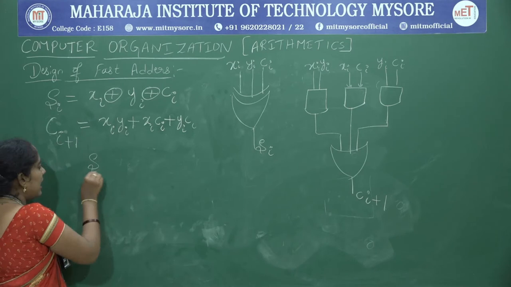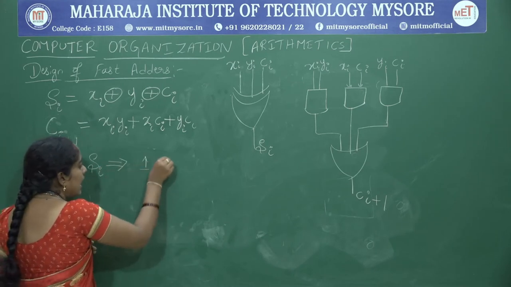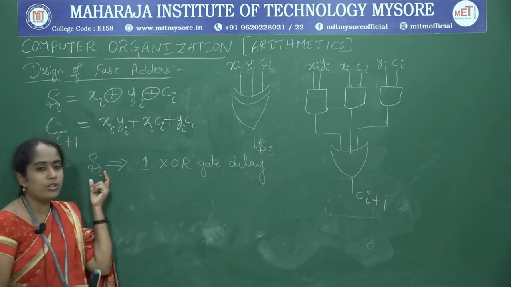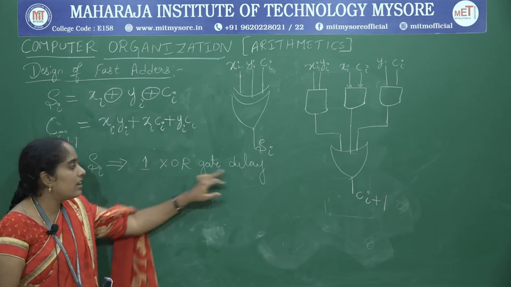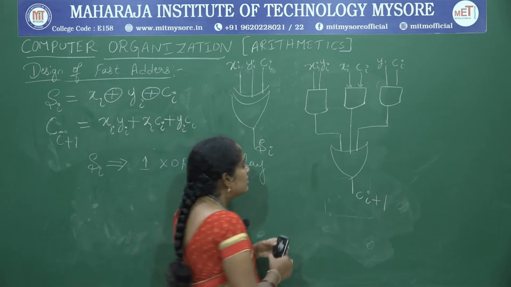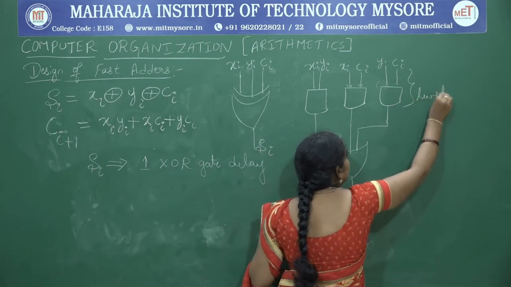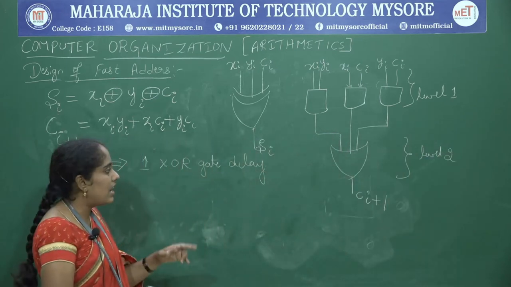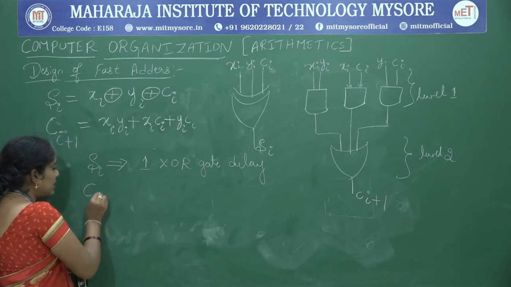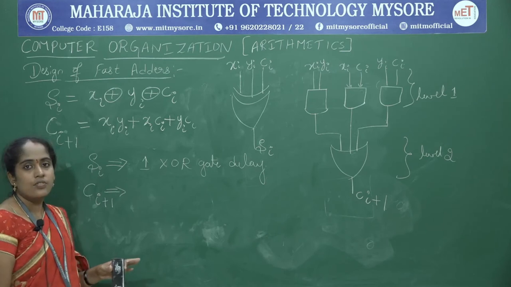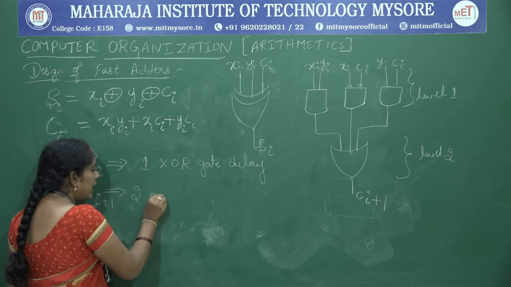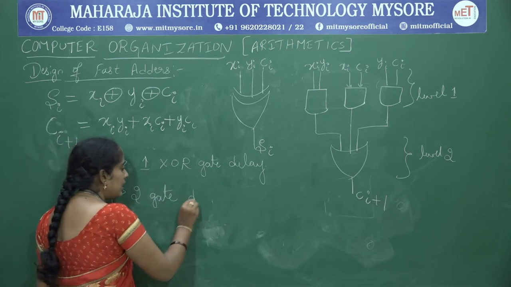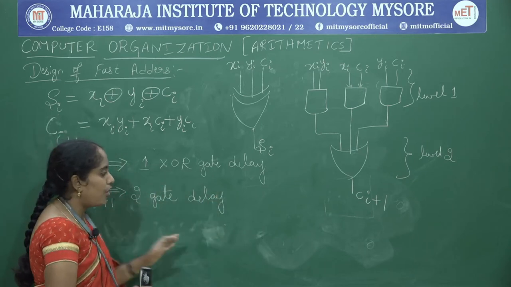So that means to get the Si value we need one XOR gate delay. To get the Si value we need one XOR gate delay. So likewise here, so this is the level 1. Okay. So this is level 2. So in that case, to get the Ci plus 1, we have 2 levels. Here we are using both AND and OR gate, right? AND OR gate. So we need 2 gate delay. So this is for block 1.